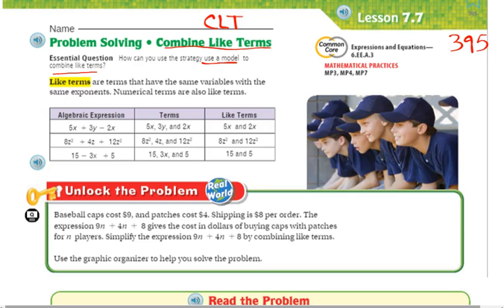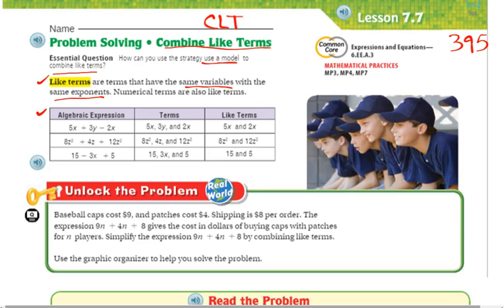All right, so let's look at our key term for the lesson today. Like terms. Like terms are terms that have the same variables with the same exponents. Numerical terms are also considered like terms. So that'd be like 5 and 6, 8 and 9. Let's take a look at the algebraic expression from the table here where this breaks down this concept.